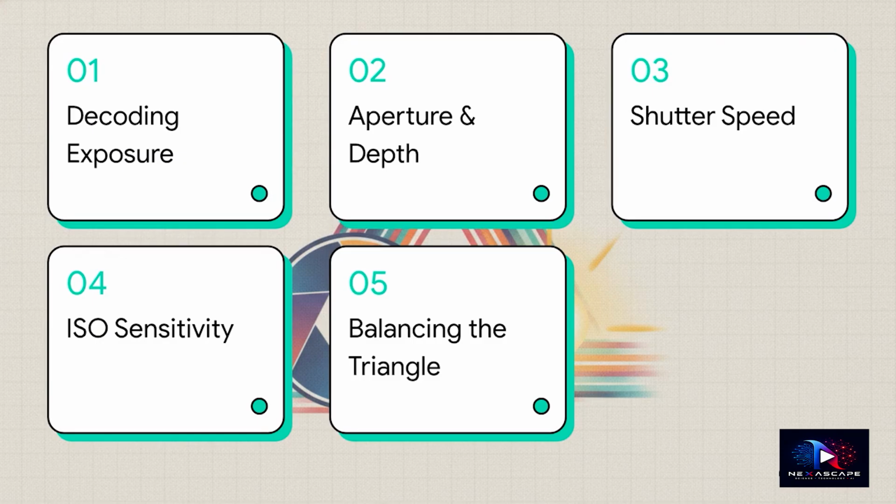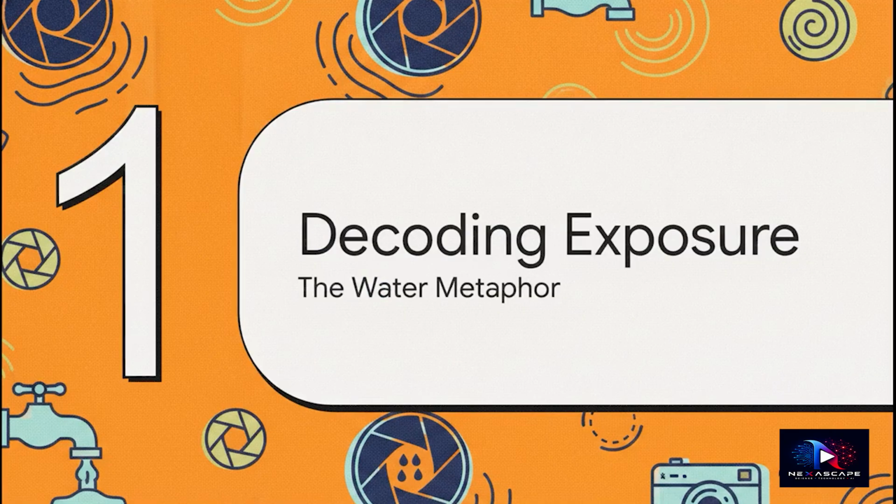Okay, let's quickly look at our roadmap for today. We are going to cover 1. Decoding photographic exposure, 2. Aperture, depth and light, 3. Shutter speed, capturing motion, 4. ISO, digital light sensitivity, and 5. Balancing the exposure triangle.